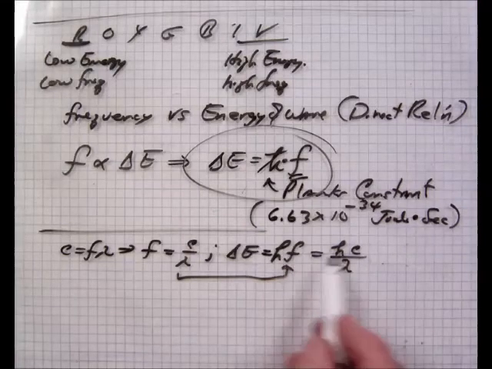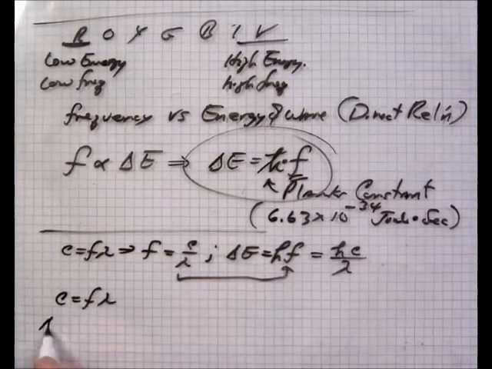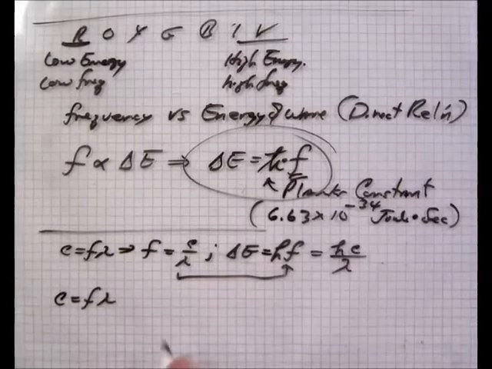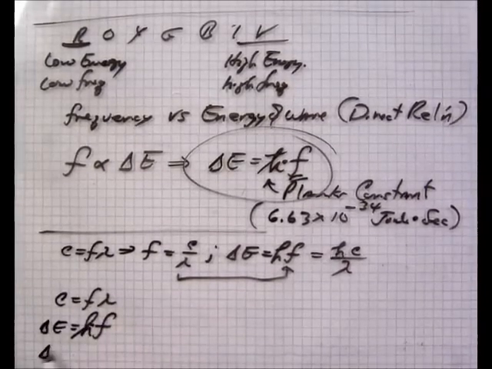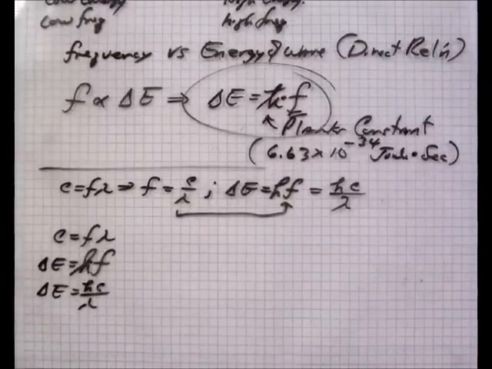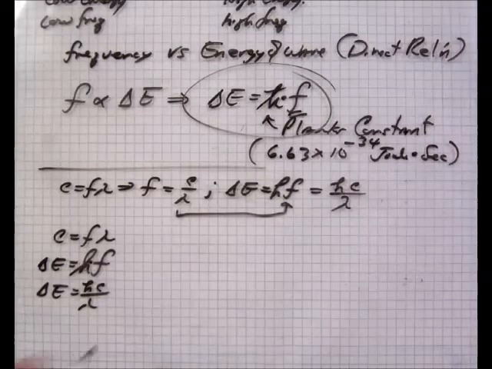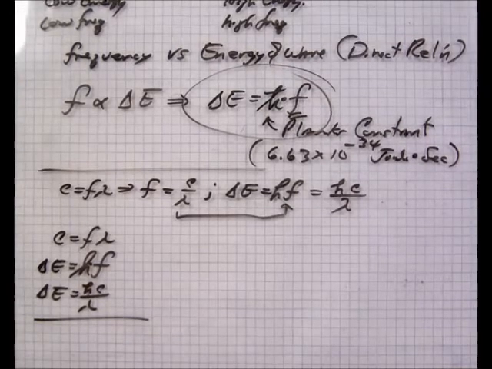So we have three equations now. C equals F lambda, delta E equals Planck's constant times the frequency, and delta E equals HC over the wavelength. We need to work problems on each one of these. And there'll be one more equation that calculates energy changes in terms of the transitions that go on. I'll develop that after the break. So we'll take about a 15-minute break.